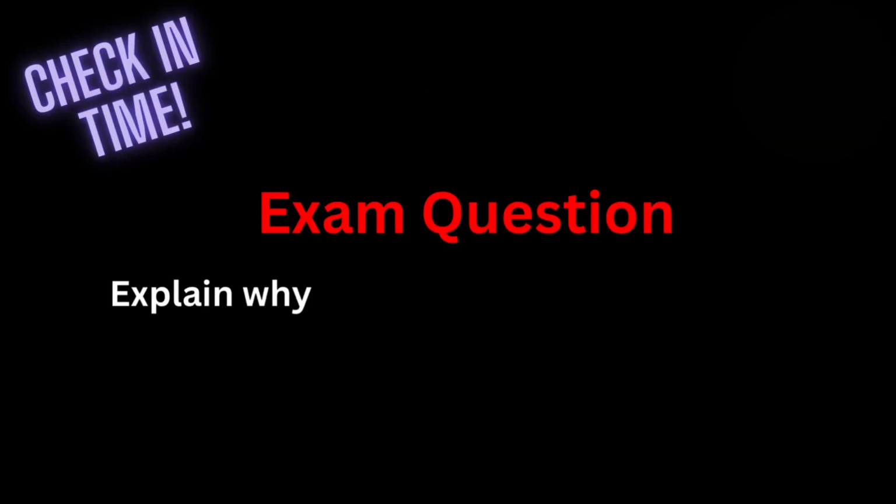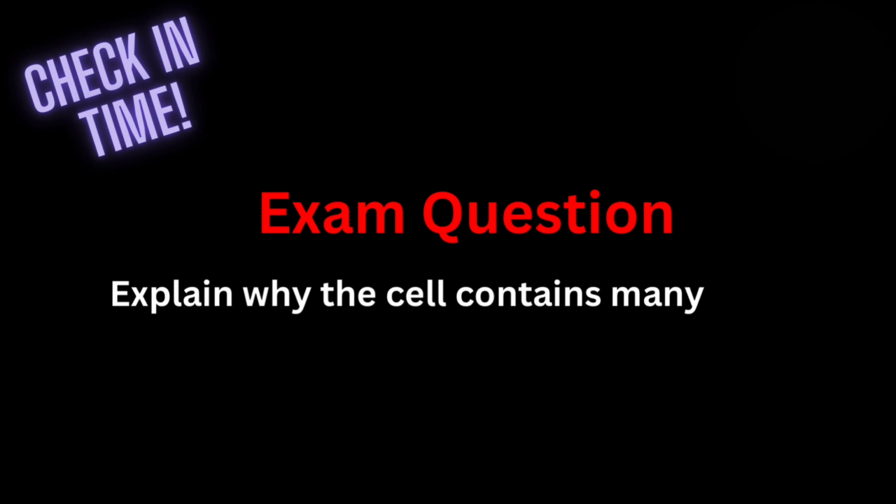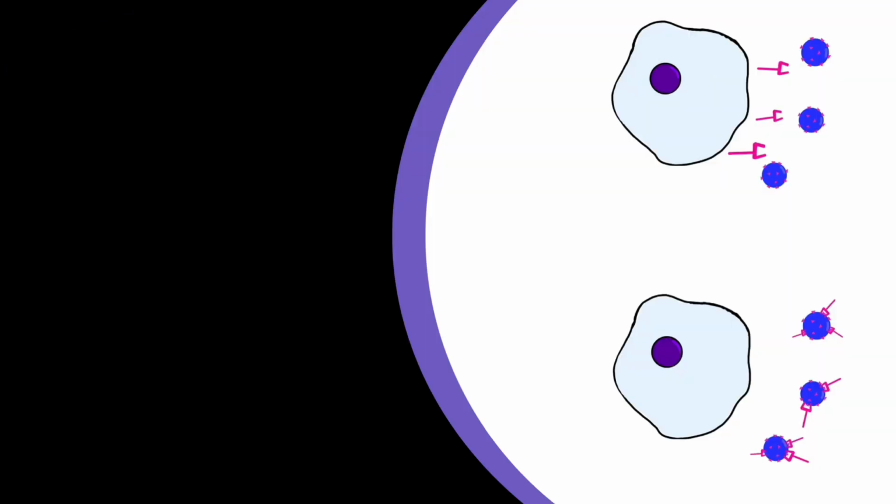So the last 2 questions are asking about a specialised cell and why it contains so many ribosomes. So here's a picture of our first cell. Do you recognise it? It's a white blood cell. It's making a molecule to stick to the microbes. Can you remember what that is?